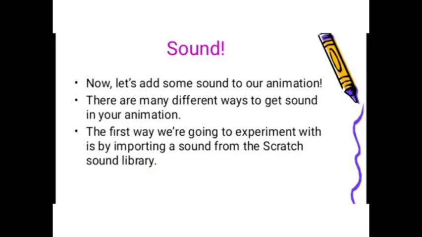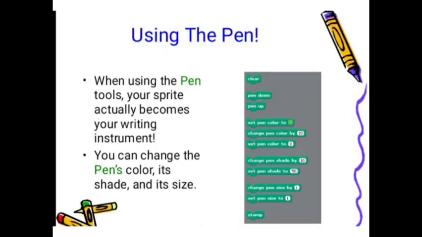Next one is sound. Now let us add some sound to your animation. There are many different ways to get sound into your animation. First we are going to experiment by importing a sound from the Scratch sound library. Next, using the pen. When using the pen tools, your sprite actually becomes your writing instrument. You can change the pen color, its shade and its size also.